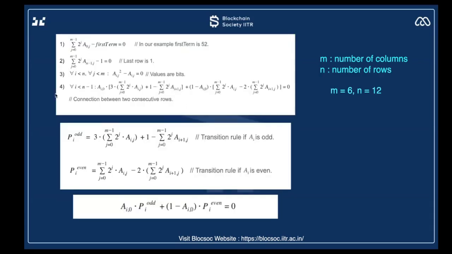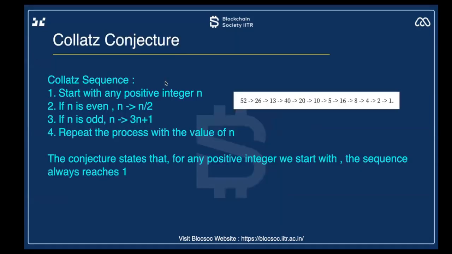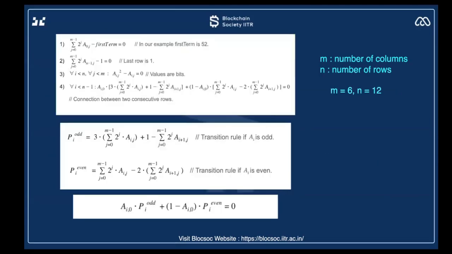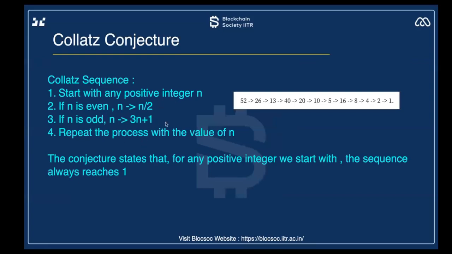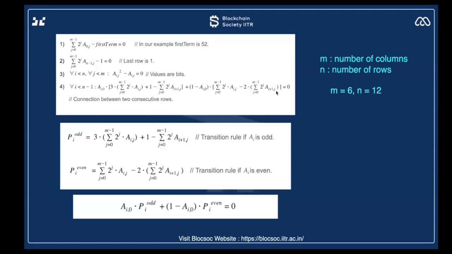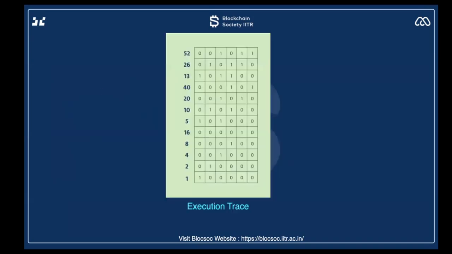Now let's come to the final constraint, and this is the heart of our Collatz conjecture. So this was our golden rule while generating a Collatz sequence, and this is what is written in the fourth constraint. So if we say a(i,0), this is for all rows, okay, and 0 here represents the first column.